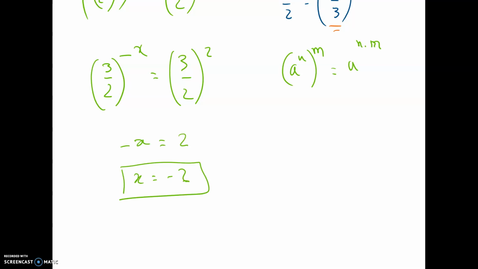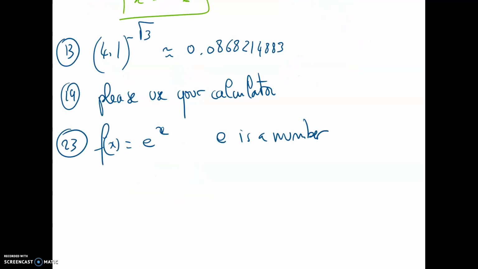All right, next problem. All right, guys, in problem number 13, you just need to plot 4.1 to the negative square root of 3, and you will find a value given by your calculator. Problem number 19 is about using your calculator to graph the function y equal (1/2)^x.